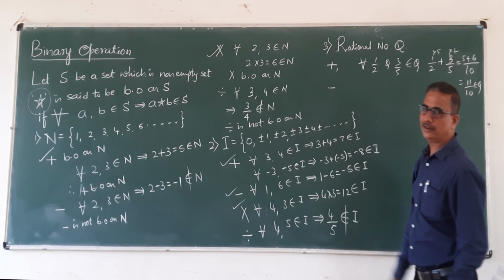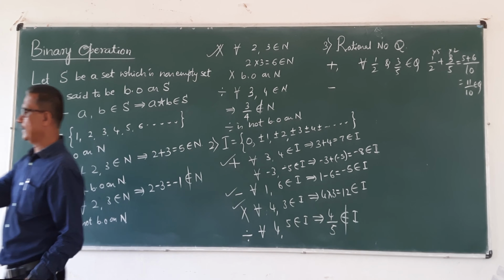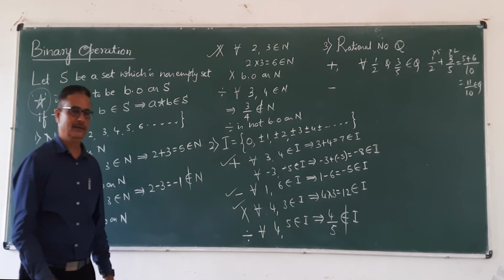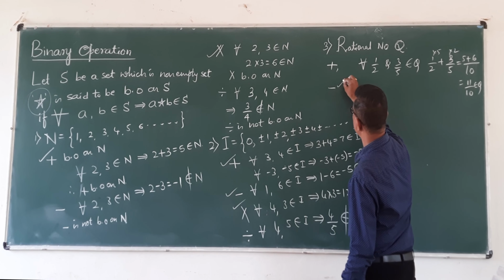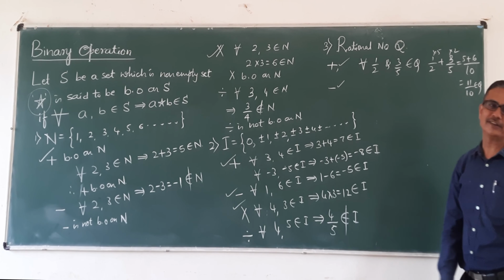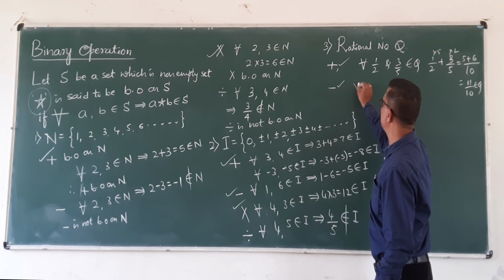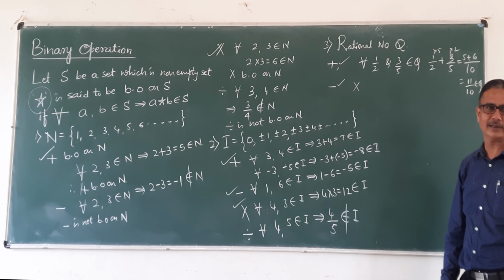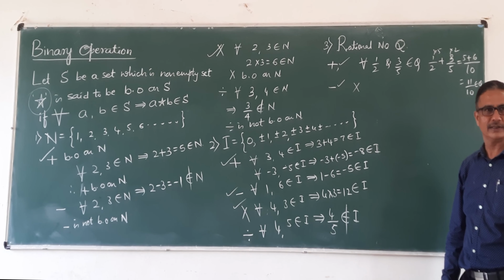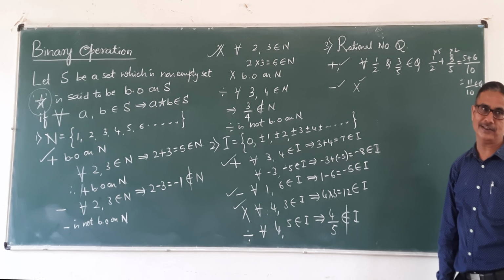What about subtraction? Take any two rational numbers, say 1 by 2 and 3 by 7. Subtract those two, again it will become rational number. So subtraction is binary operation, addition is binary operation on the set of rational number. What about multiplication? If you take any two rational numbers and multiply them, it will become again rational number or not? Yes. So multiplication is binary operation on the set of rational number.